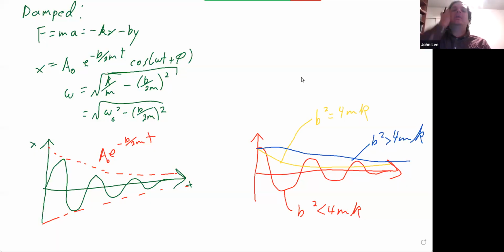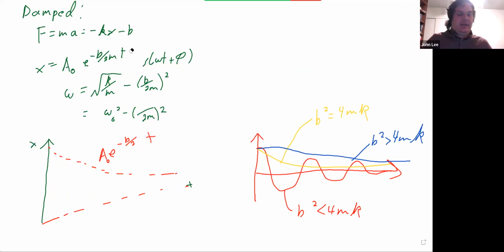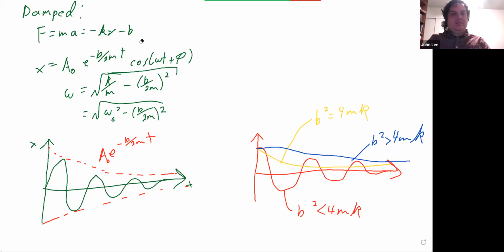All right, let's talk about damped and driven oscillations. I already see a mistake I made, and that just wiped out half the board. So there we go.